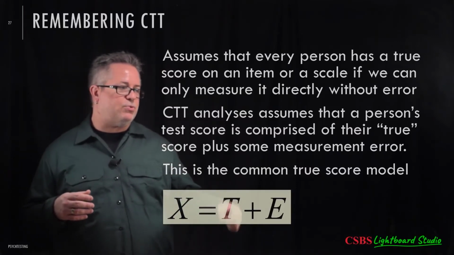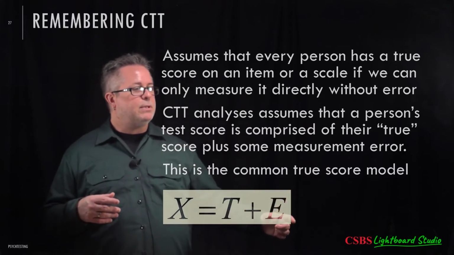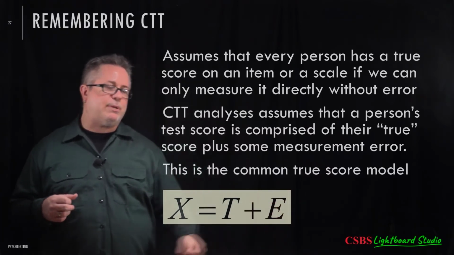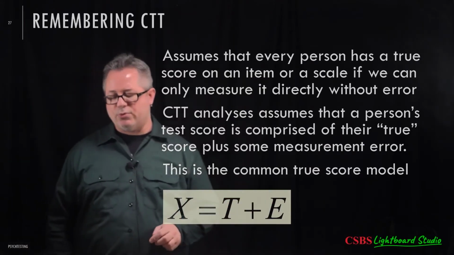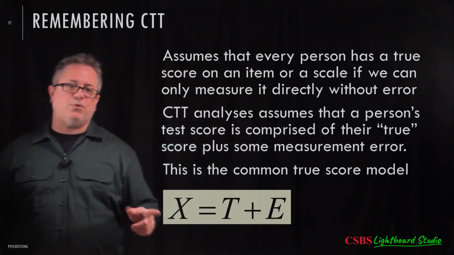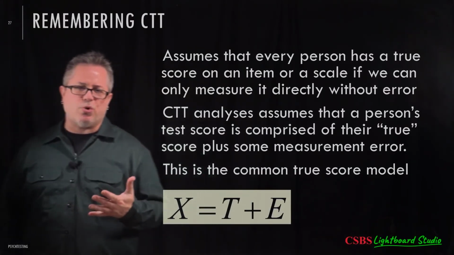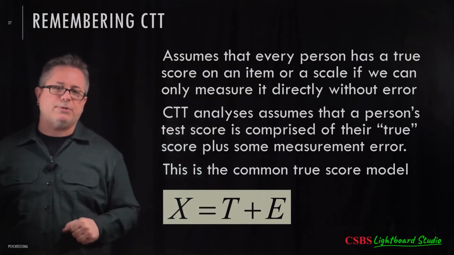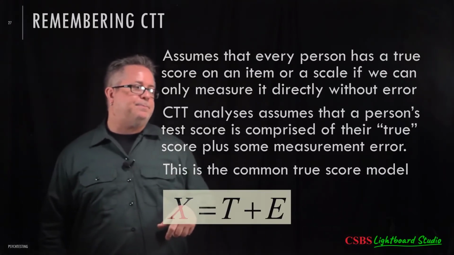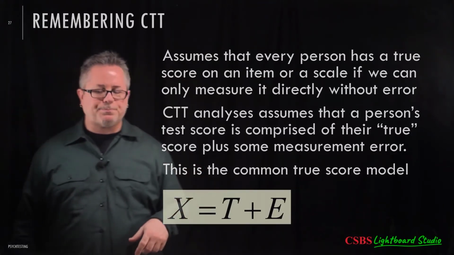So everyone has a true score, but what we get is the true score plus some noise that happens whenever we're measuring anything. There's measurement error. So we end up with a score that's a mixture of true score and error. This is assumed for every person: everyone has a true score for something, and what we get is that true score plus some noise. This is the common true score model.